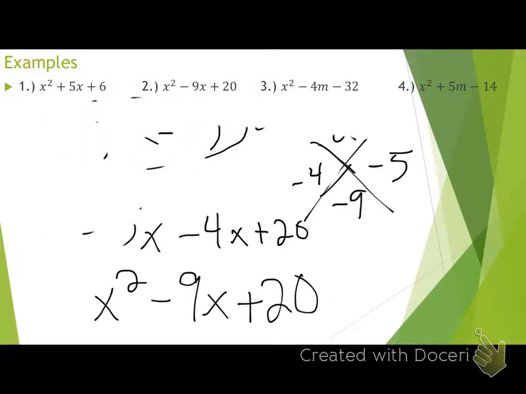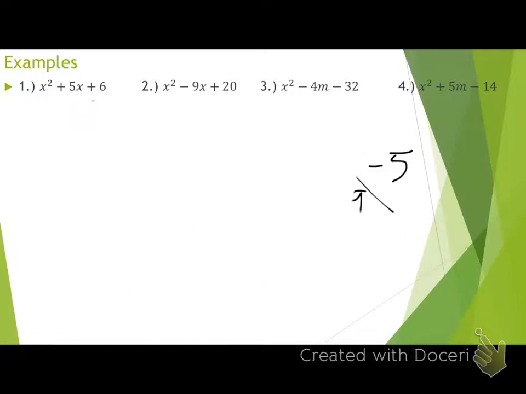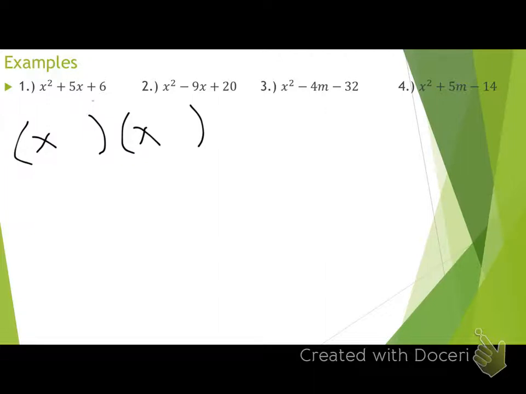Number 3. Step 1, draw my parentheses, fill in my variable. Once again, it is x. That should be an x right there. I apologize. X squared minus 4x minus 32. So there's my first step. I drew my parentheses and filled in the variable.